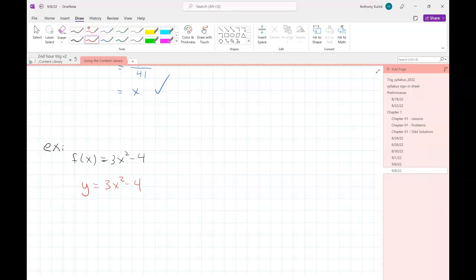What do we do to get the x by itself in this case? Add 4. Then what? Divide by 3. Can I do that all in the same step for you guys? Square root both sides. Good. When we square root both sides of an equation, what do we have to worry about? Make sure you cancel out the square.